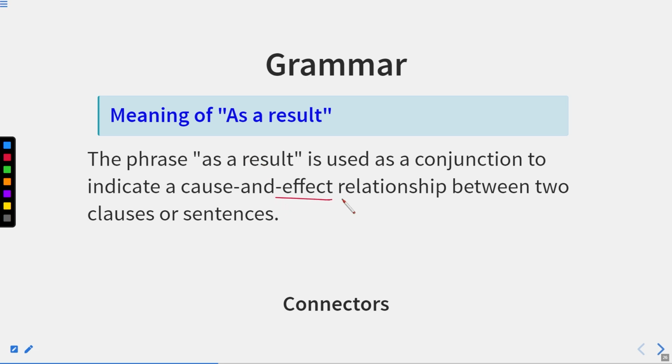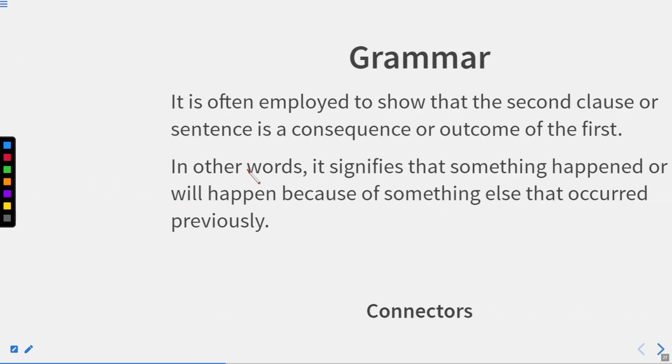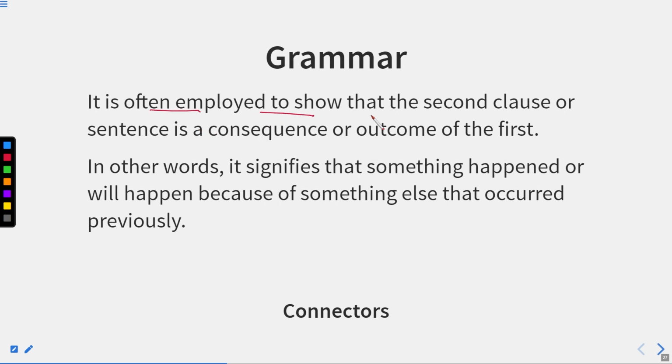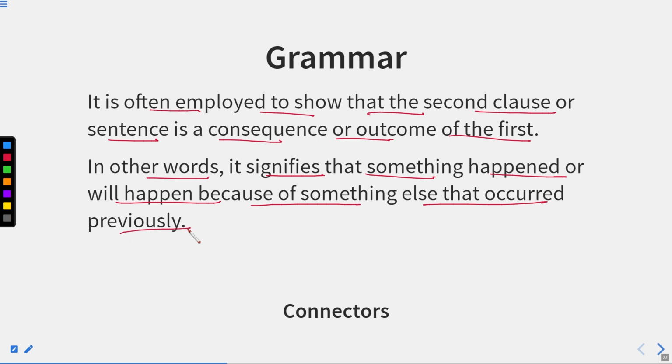Now, meaning of as a result: the phrase as a result is used as a conjunction to indicate a cause and effect relationship between two clauses or sentences. It is often employed to show that the second clause or sentence is a consequence or outcome of the first. In other words, it signifies that something happened or will happen because of something else that occurred previously.